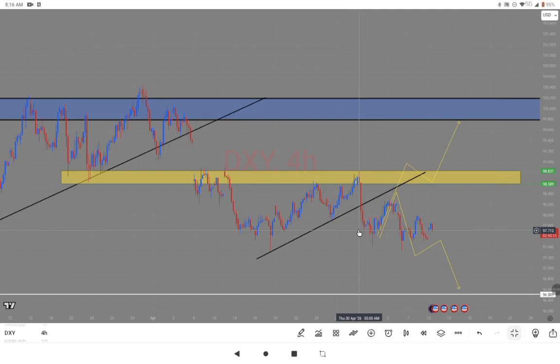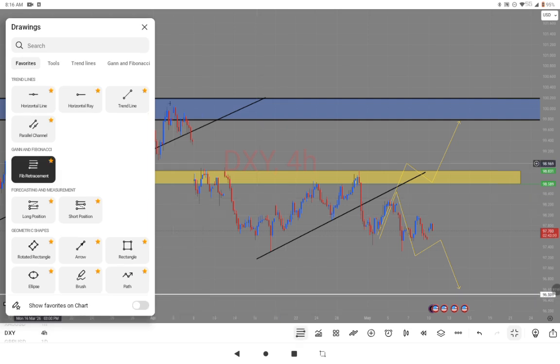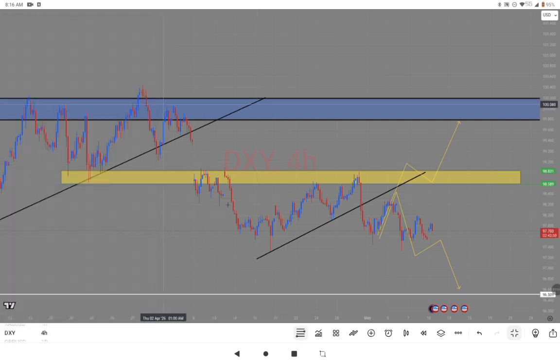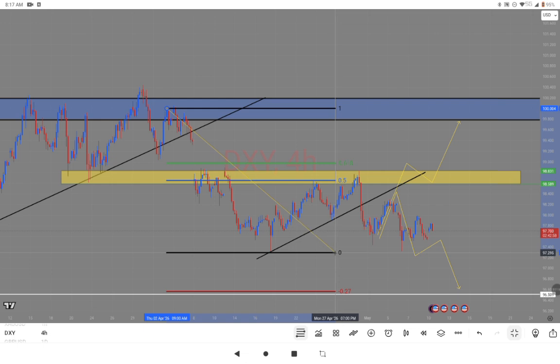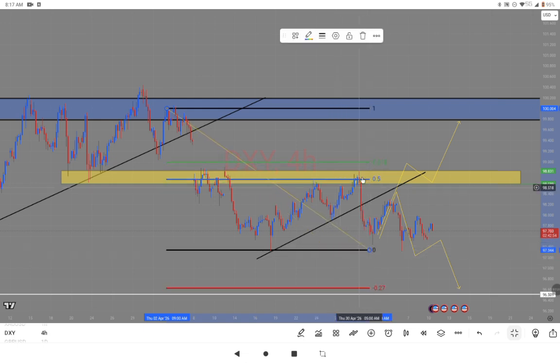Last week I had two expectations, and here's the reason why. If I measure my fib retracement right from this particular point where this bearish momentum started, straight to this particular point, you can see that the market has already tapped in between the 0.5 and 0.618 fib level.